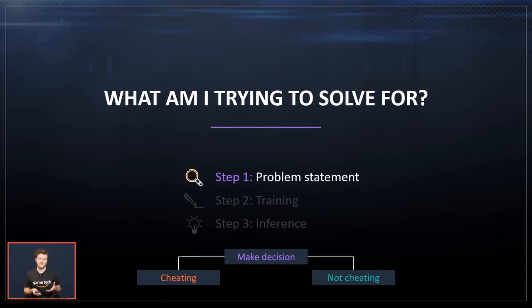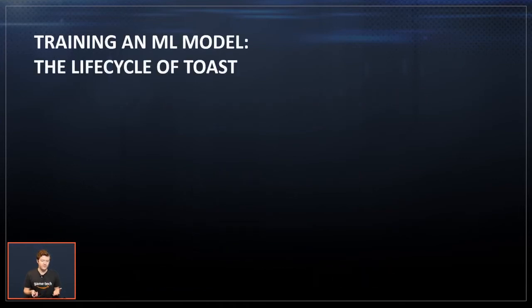Now we're going to talk about training. So I'm going to give you an analogy and run with me here. I promise by the end it'll make a lot more sense. We're going to think about the life cycle of toast. So when we think about toast, we have a handful of key entities that exist from the birth of the key primary ingredients to the end result that we want.